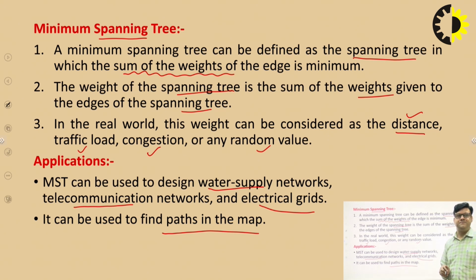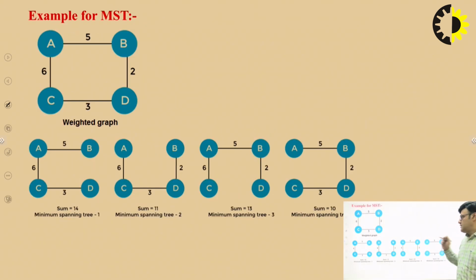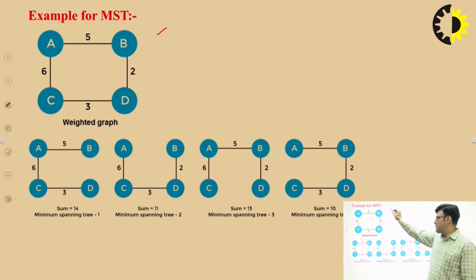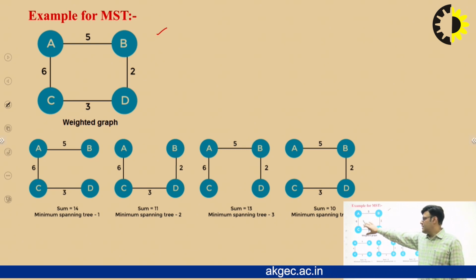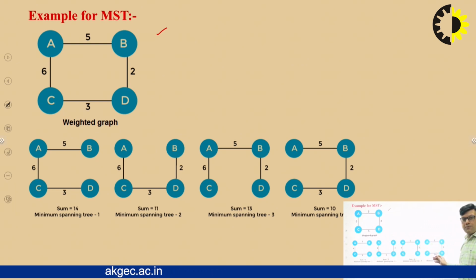Okay, students. Now, I have already illustrated. Now you can see with the help of this example. For example, I have taken these 4 vertices A, B, C, D. The weights given are 6, 5, 2, 3. So 1, 2, 3, 4. These are the 4 possibilities. These are the 4 minimum spanning trees.